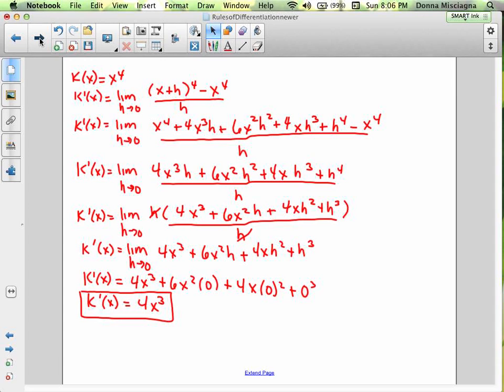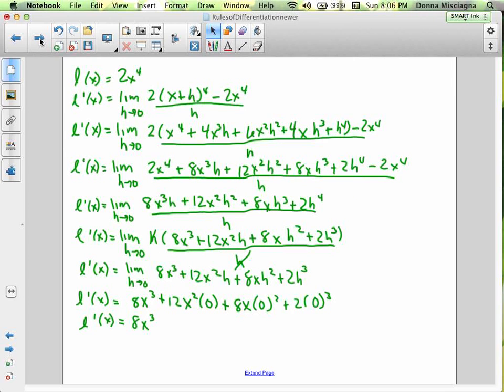I think I have two more. This one's all done out. All right, so I just go over this one. Almost the same thing with a 2. All right, so L of x equals 2x to the fourth. L prime of x equals, by the way, none of these are in your notes. I just want you to think about the pattern.